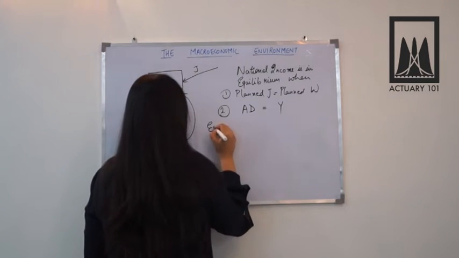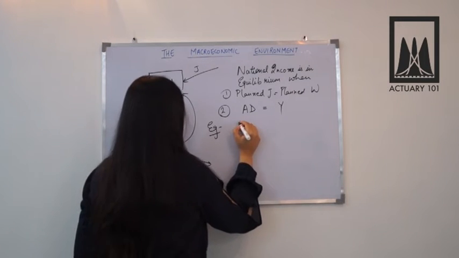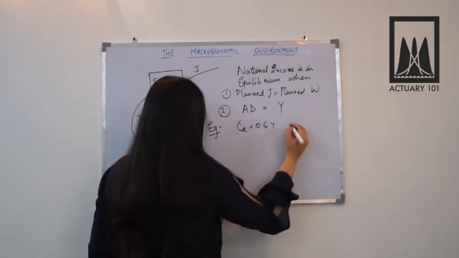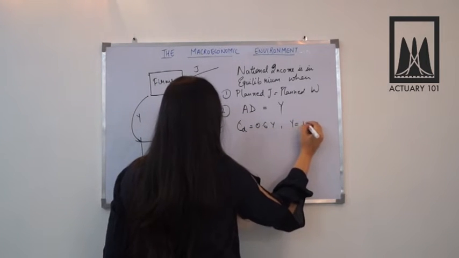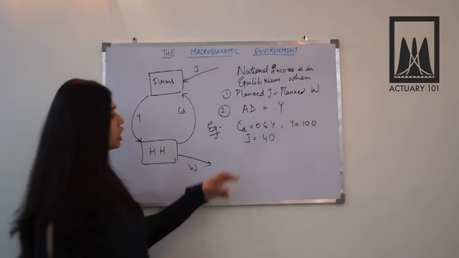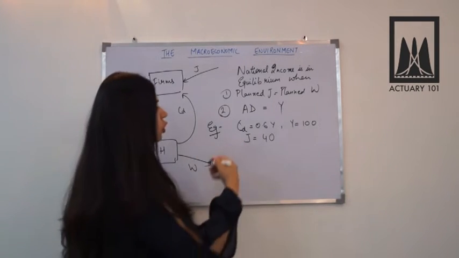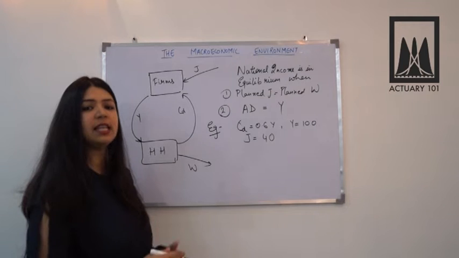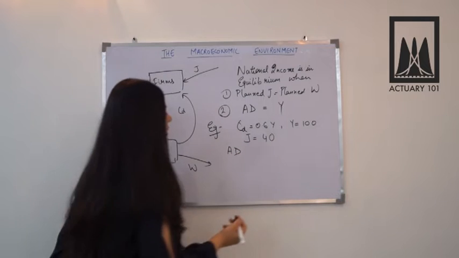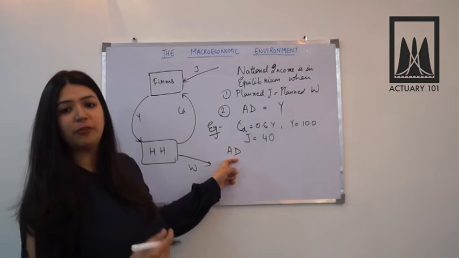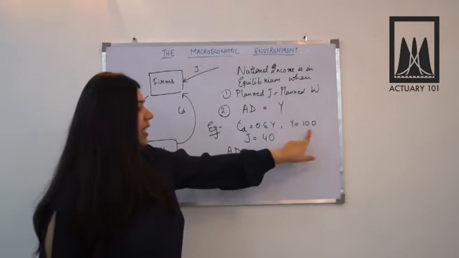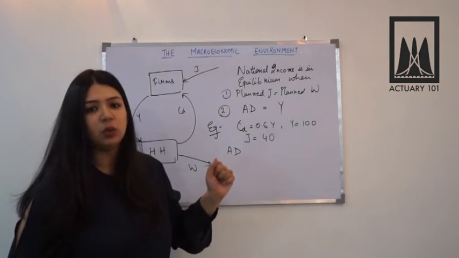Let's look at an example first. Let CD be a function of Y, which is 0.6Y, and let Y be equal to 100 and J equal to say 40. So these are the elements given to us. To check if this situation is in equilibrium or not, I'll first calculate aggregate demand, because I know that one of the conditions for national income equilibrium is that aggregate demand should be equal to income. I'm already given income. Let's see if aggregate demand equals that.